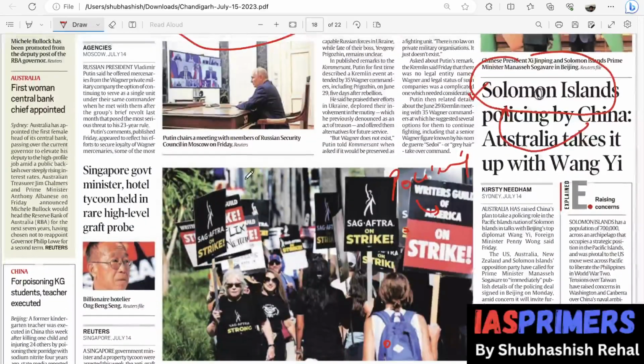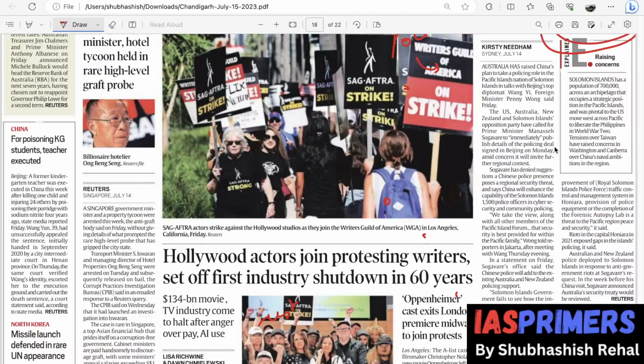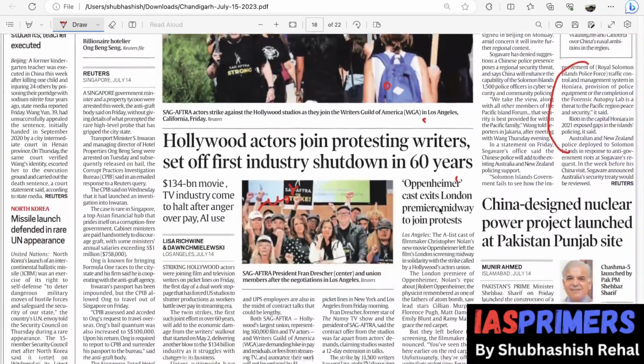So Australia is going to take it up with the Solomon authorities as well as the Chinese Foreign Minister Wang Yi. Now the Solomon Islands people are saying two things. One is that there is nothing like this with China, and the other is that it is not clear how the presence of the Chinese on Solomon soil is going to affect the security of the Pacific region. So there are two things that have been stated.